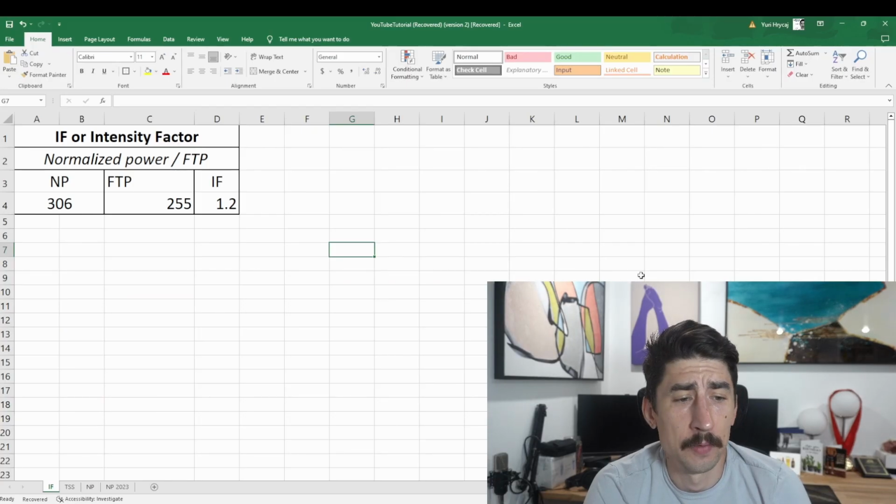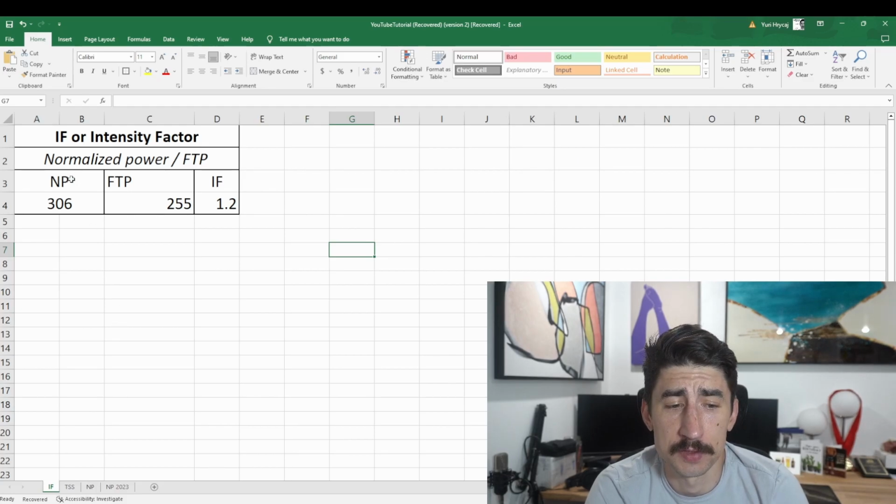All right, so we are now in Excel looking at the formula here. You can see our previous videos. We got our TSS, normalized power, and a couple of other rides there. And now we are on to IF. So IF, or intensity factor, is just your normalized power divided by FTP. And that's it. So you can see here, I have entered a normalized power of 306 watts. And again, that's going to be over my FTP power, which is why the IF, or intensity factor, says 1.2, which is 120% of my FTP.